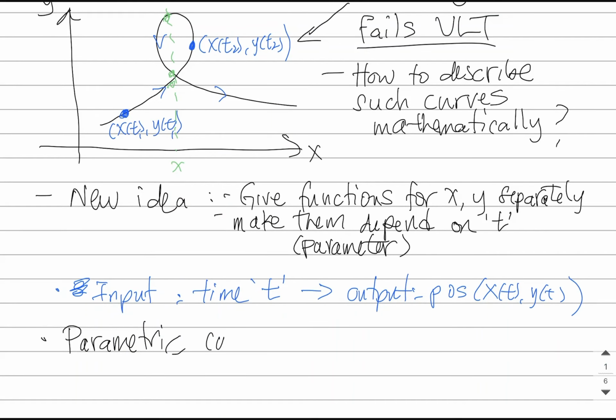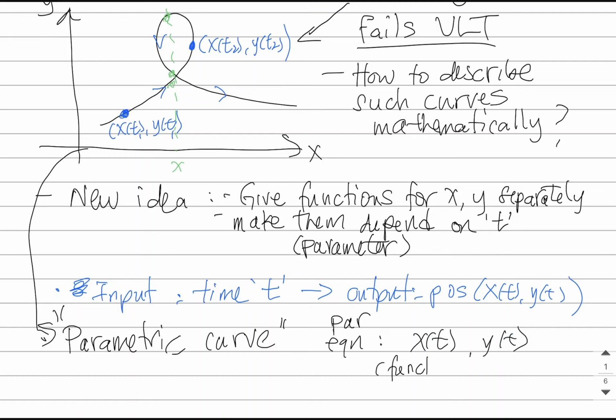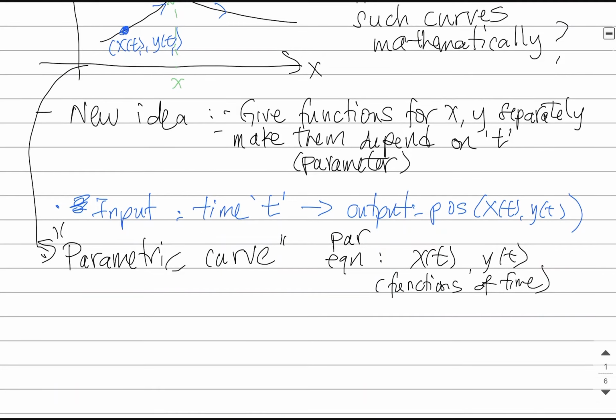And what you end up getting is a parametric curve. The equations, the parametric equations, would be x of t and y of t. And so what ends up happening is that, again, these are each functions of time. So just like in physics class, when you talk about projectiles, you separate the x behavior and you get x as a function of time, and you separate it from the y behavior and you get y as a function of time. Now this is great.